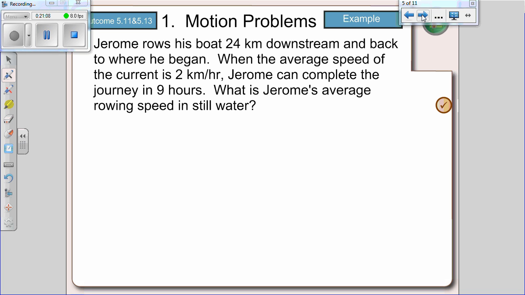So, Jerome rows his boat 24 kilometers downstream and back to where he began. So he goes downstream and then back. That's a long way, going upstream. That's Olympic level to row a boat. When the average speed of the current is 2 kilometers per hour, Jerome can complete the journey in 9 hours. So to go there and back takes 9 hours. What is Jerome's average rowing speed in still water?